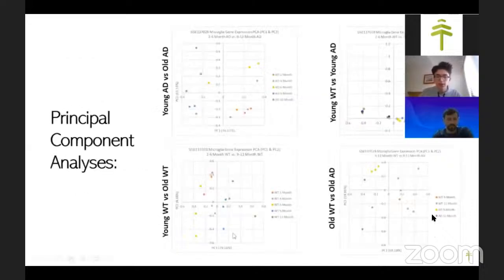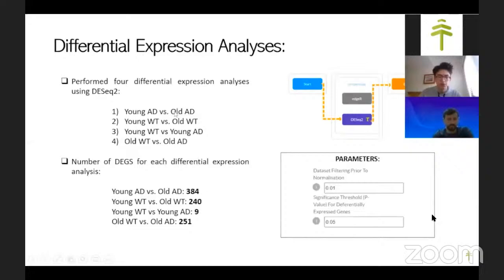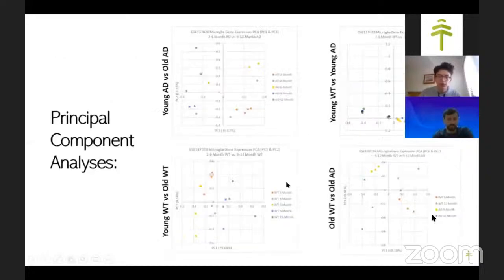Based on these differentially expressed genes that I have gotten, I performed 4 different principal component analyses with those selected genes. So this one in here is from the young AD versus old AD. Here we can see that the old AD mice are clustering to the left side of the plot, whereas the young mice, so those from 2, 4, and 6 month old mice, are clustering in here. So these are all AD mice.